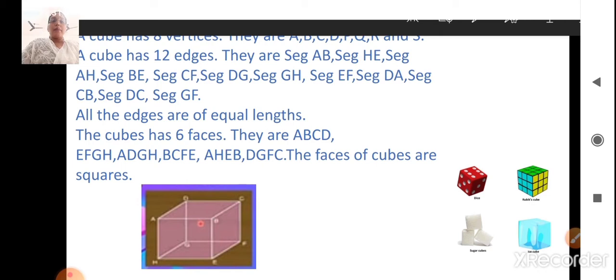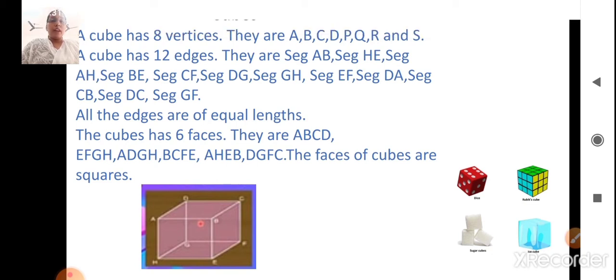Now last time I gave you example of cubist dice and Rubik's cube. Now 2 more examples, you can see it on my screen. Sugar cubes and ice cubes. These all are examples of cubes. Okay, I hope cuboid and cube is clear, children.